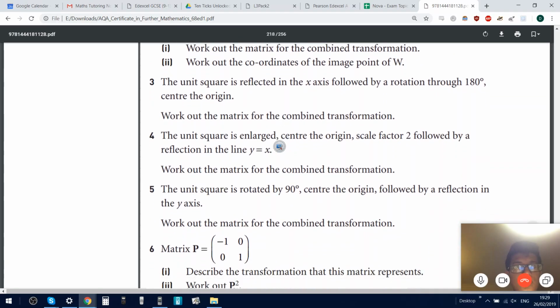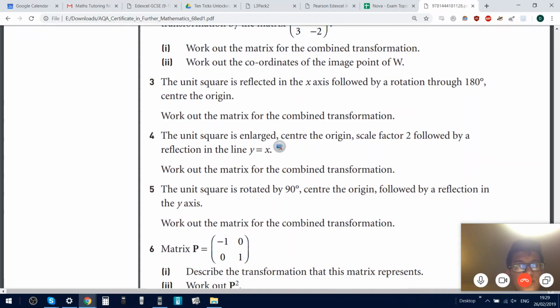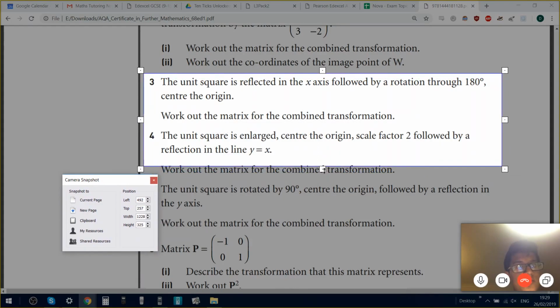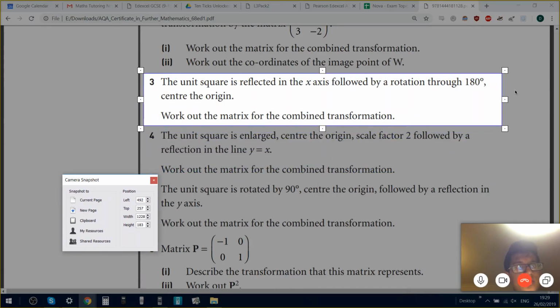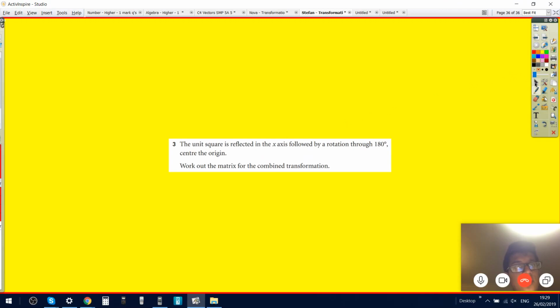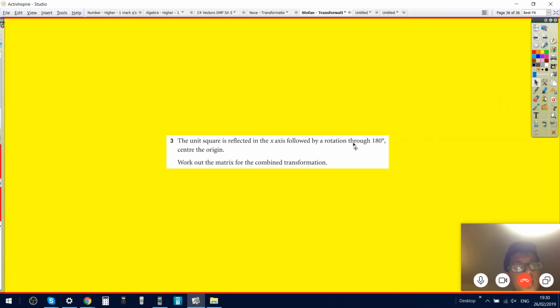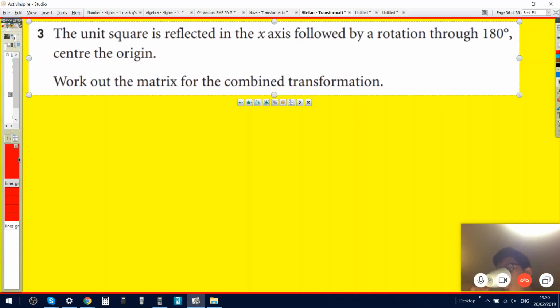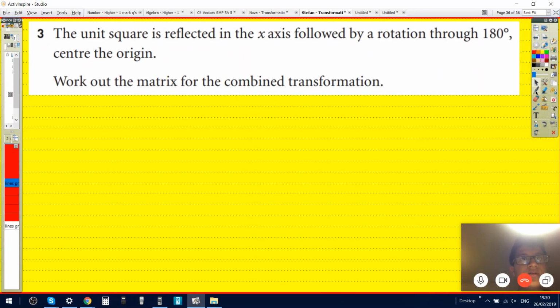The unit square is reflected in the x-axis, followed by rotation, center the origin. Right, we better do these. This is the last thing in matrices, I believe. The unit square is reflected in the x-axis and rotated 180 degrees, origin center, and then work out the matrix of the combined transformation. Okay.